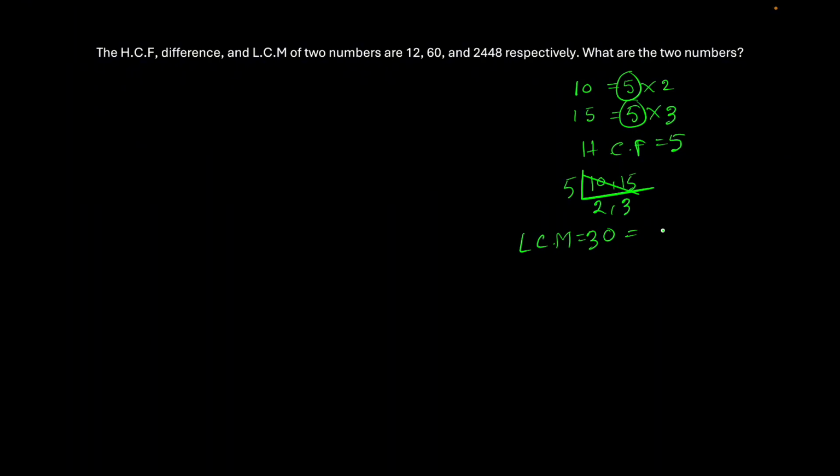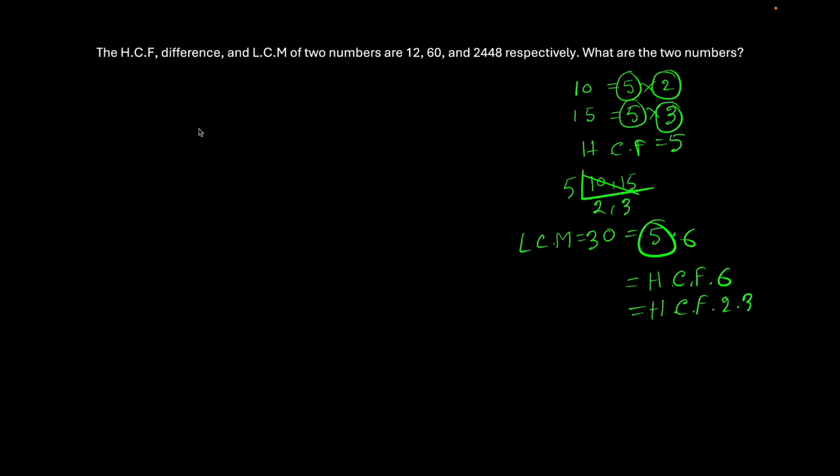And now we can write 30 as 5 into 6. What does this mean? This 5 is also the HCF of these two numbers. So we can write HCF into 6. And now look at this: HCF into, we can write this 6 as 2 into 3, and that's exactly this 2 and 3. You can see there is a relation between this HCF, LCM, and also these numbers. So we'll use this relation to find those numbers here.